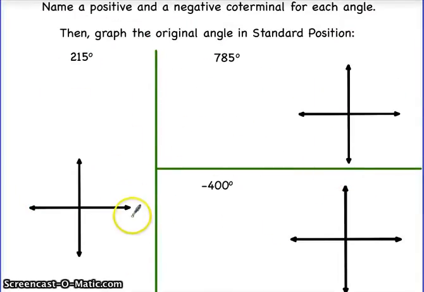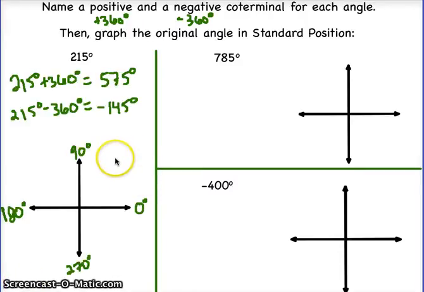So take a second and think about how you could find a positive and a negative coterminal angle for each angle. Remember, just adding on a full circle or subtracting off a full circle. Again, meaning that your final answer comes up either positive or negative. So really you could do either one of those depending upon your angle. Then also try drawing them in standard position. Go ahead and pause the video now and try it out.